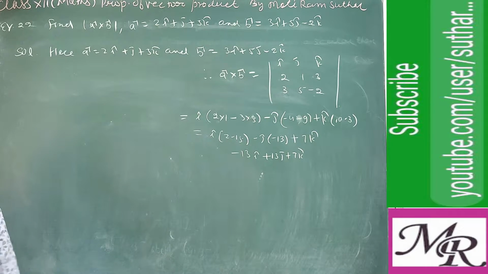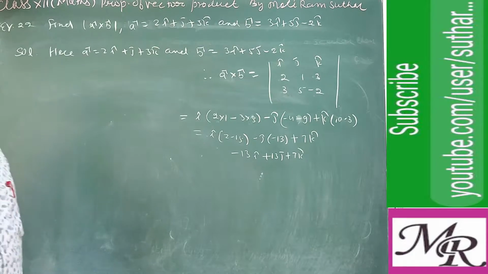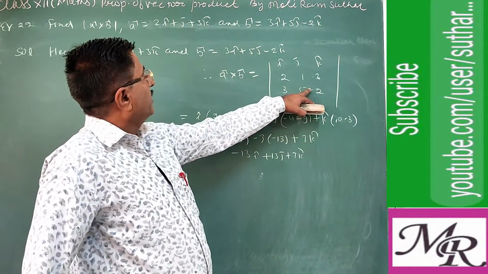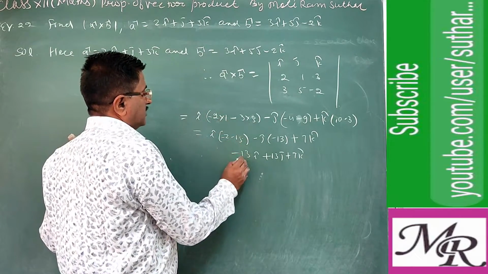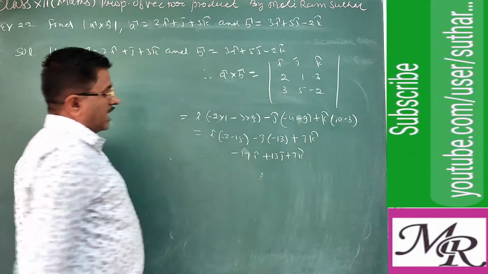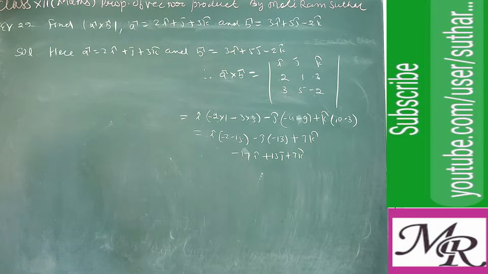Minus, here in the 2i, this minus 2, this is minus 2 we have left, here is minus 2. 1 into minus 2, this is minus 2. That's why this is 17. So minus 17i plus 13j plus 7k.